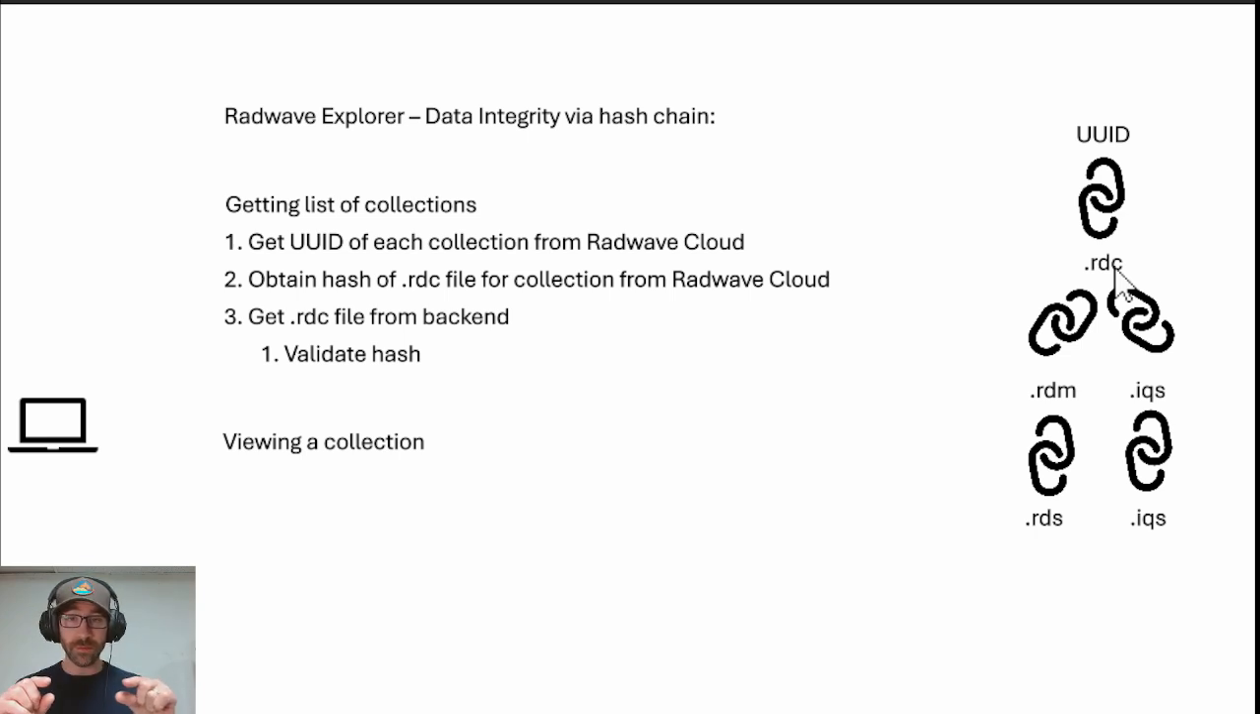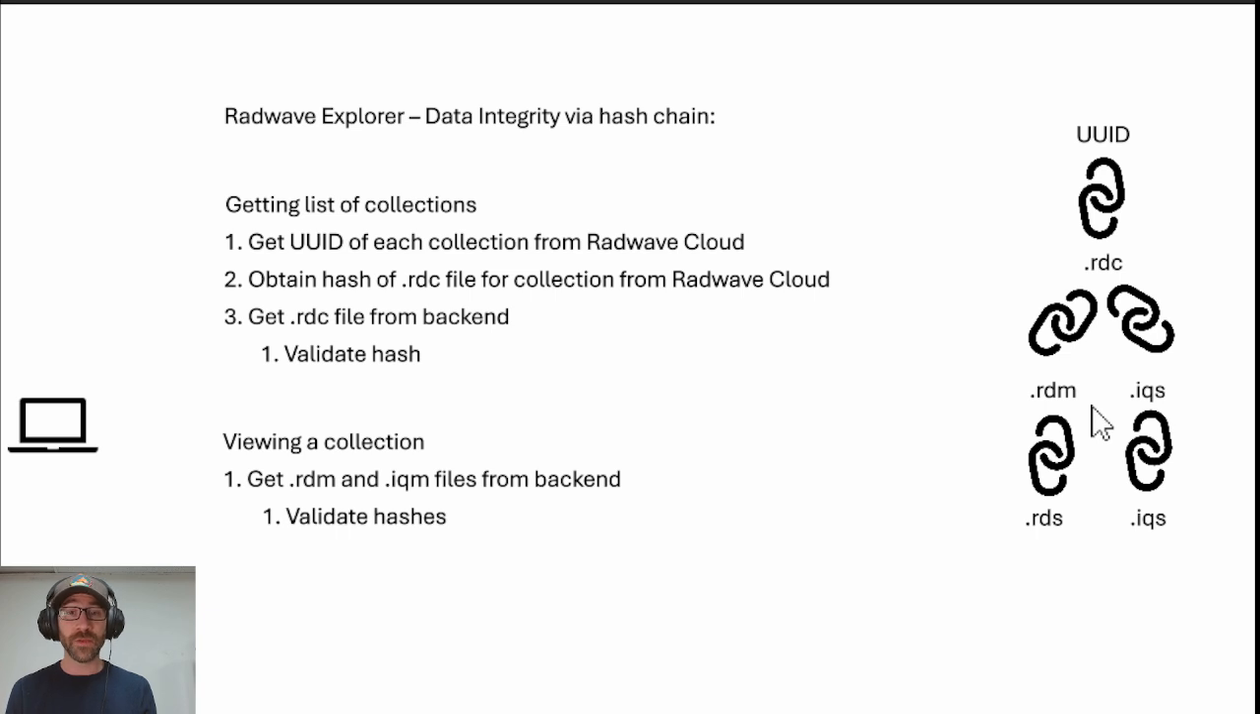And the memory that the RDC file occupied while it was being processed is wiped. When you go to actually view a collection, we get those IQM and RDM files from the backend and validate their hashes. Again, if anything isn't correct, the memory that those files occupied is wiped. And then as you're looking through the data, the RDS and IQS content has its hash checked as well. So all throughout this entire process, we're making sure that any sort of data ingest is validated.